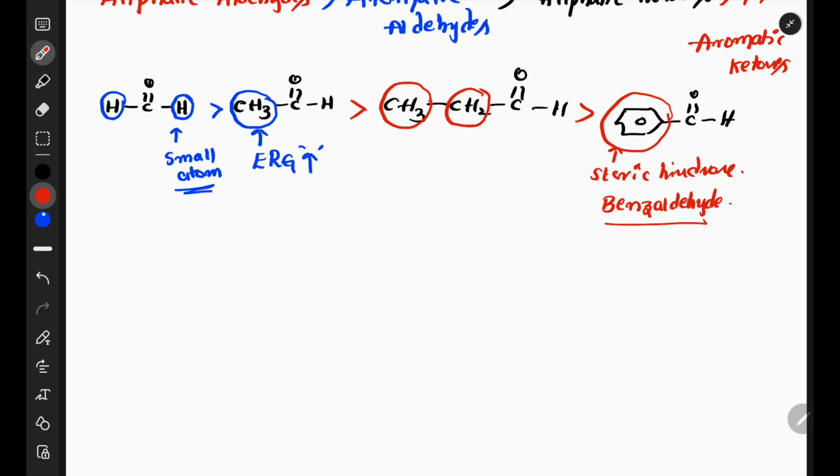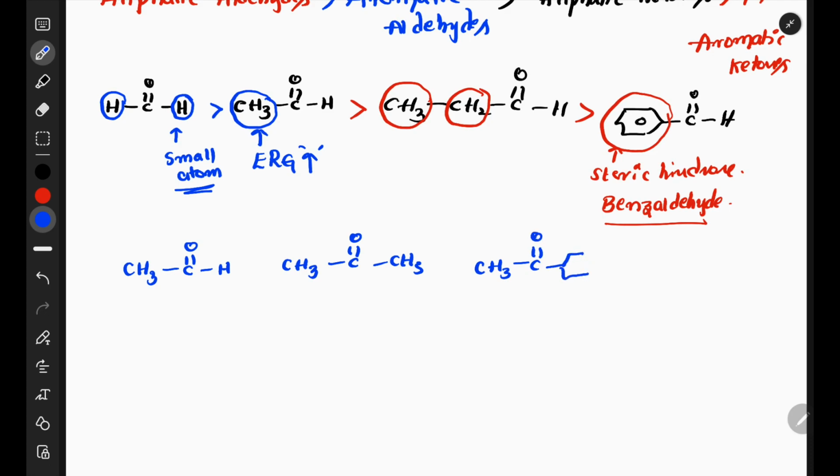Now let me take another order. Acetaldehyde CH3C double bond OH. Next CH3C double bond O CH3, acetone. Next CH3C double bond O benzene, acetophenone. The least one is benzophenone.